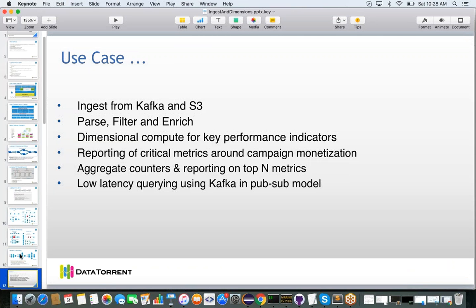Ingesting, here's a use case that we saw with one of our customers, and we worked with them to achieve it. That customer was a large tech company, an advertisement technology company serving ads across the world. They were ingesting data from Kafka and S3. S3 is a simple storage service offered by Amazon, essentially an abstraction over HDFS.